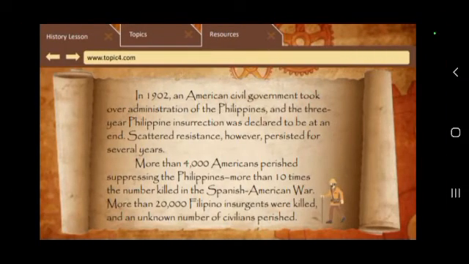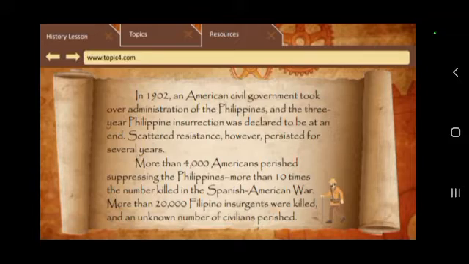In 1902, an American civil government took over administration of the Philippines, and the three-year Philippine insurrection was declared to be at an end. Scattered resistance, however, persisted for several years. More than 4,000 Americans perished suppressing the Philippines, more than 10 times the number killed in the Spanish-American War. More than 20,000 Filipino insurgents were killed, and an unknown number of civilians perished.